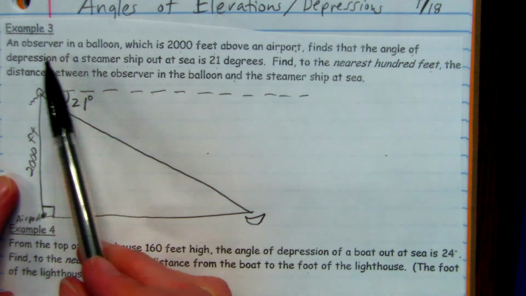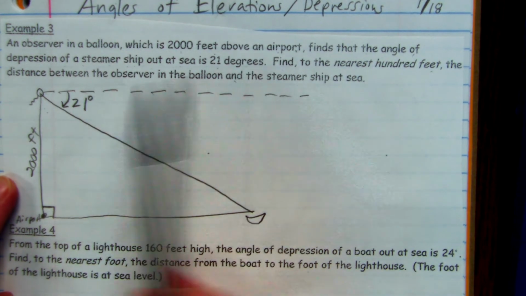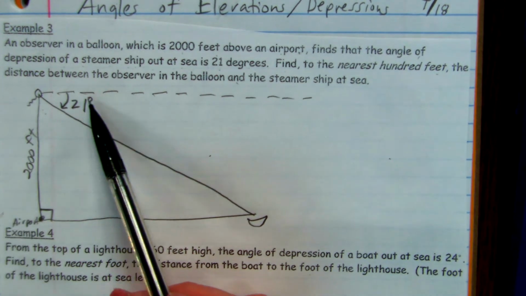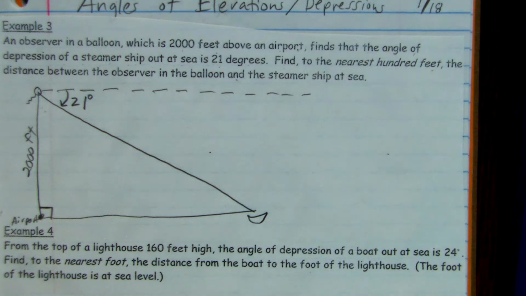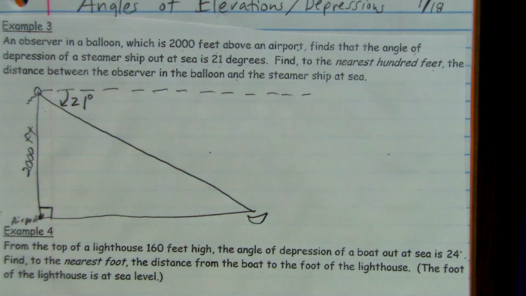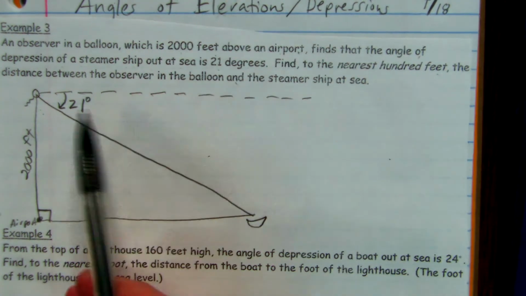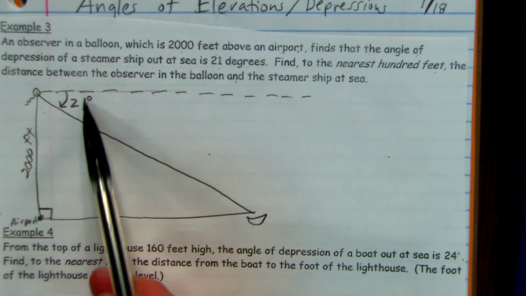They tell us that the angle of depression of a steamer ship out at sea is 21 degrees. The reason for this is the little instruments that they use to measure this, it measures out and you have it level, and then it's like the angle down from looking straight out. So you're looking at your instrument straight out and then it's like down.